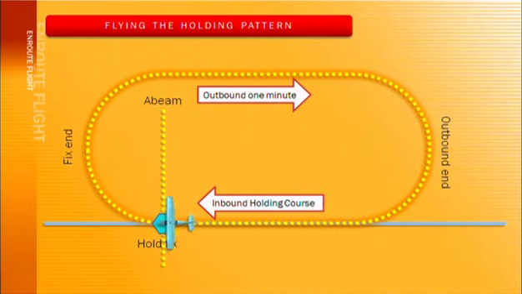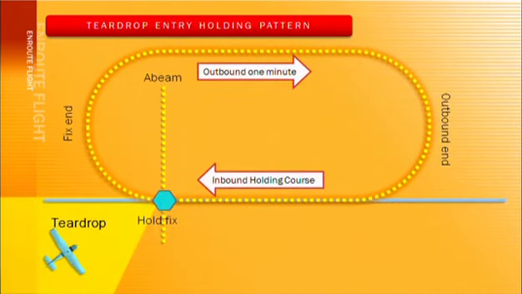Finally, let's check the teardrop entry out shown in this next graphic. Now, once the aircraft crosses the fix after entering from the teardrop entry area, the pilot continues to fly straight ahead for approximately a minute and then starts a turn towards the inbound leg, and after intercepting the inbound leg, continues around the holding pattern as long as required to hold.